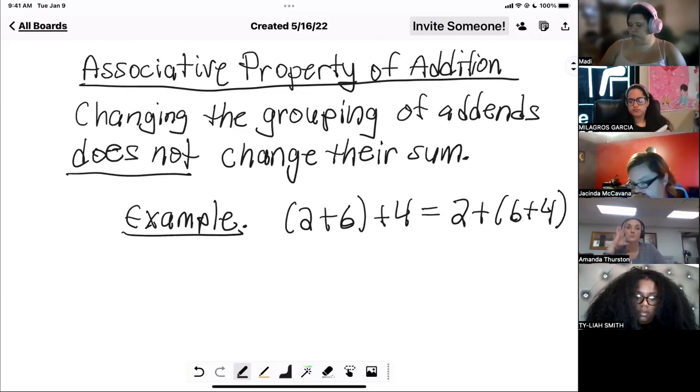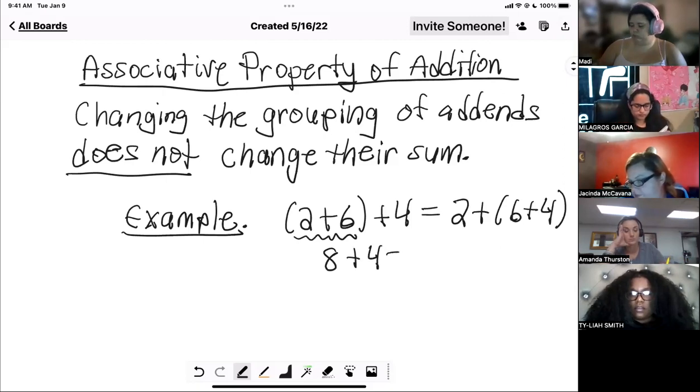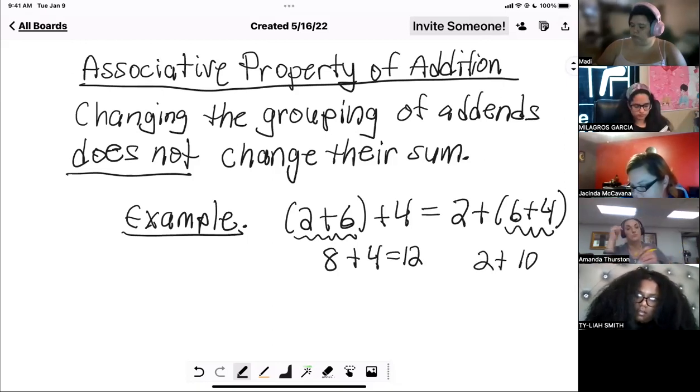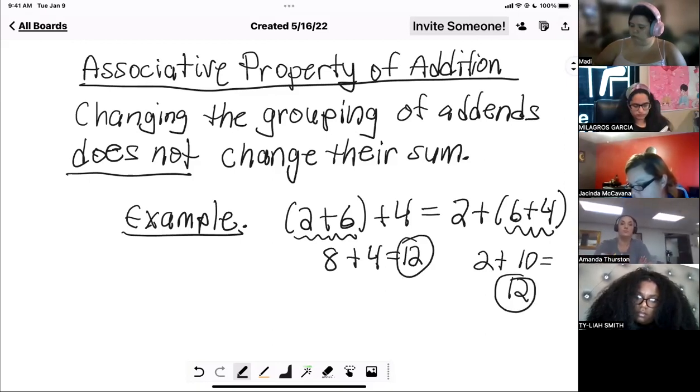And I'll show you, I'll do it right underneath. So 6 plus 2 is 8, plus 4 is 12. And I'll do this one over here. I'll group that one. 2 plus 10, sorry, is still equal to 12. But it doesn't matter the order, it's going to give you the same answer. Now, this is adding. That is not true for subtracting. This is just for adding right now.